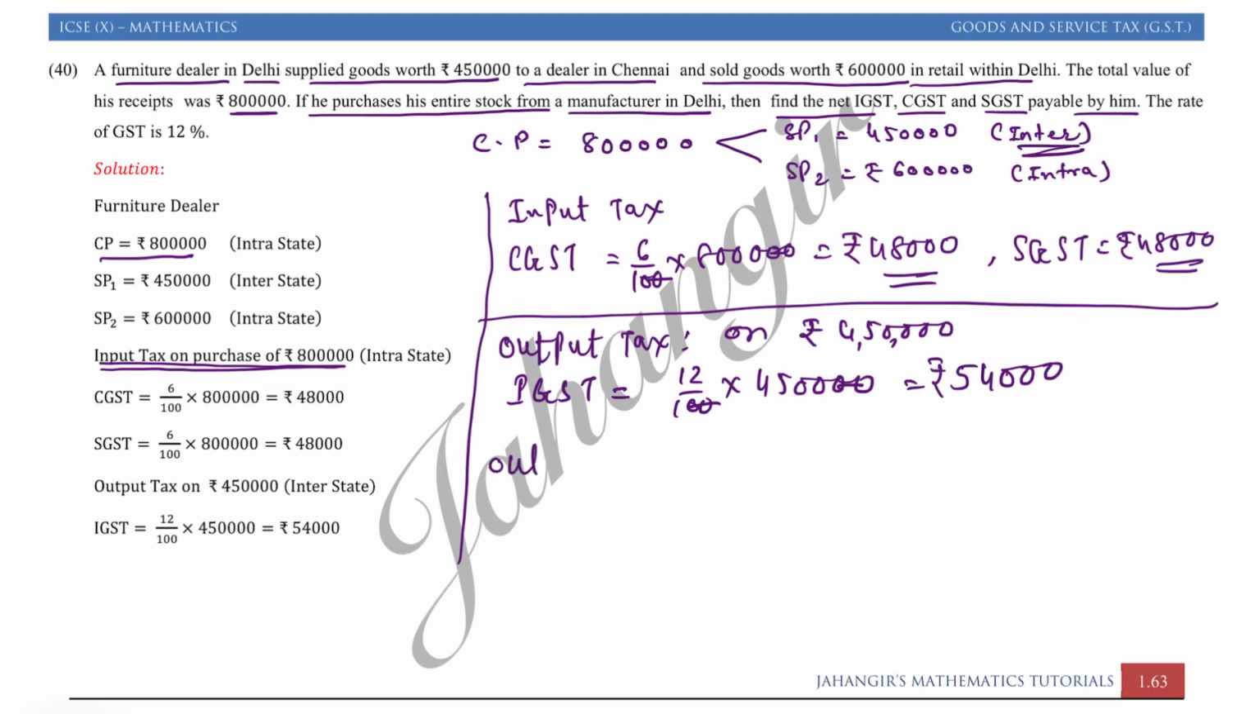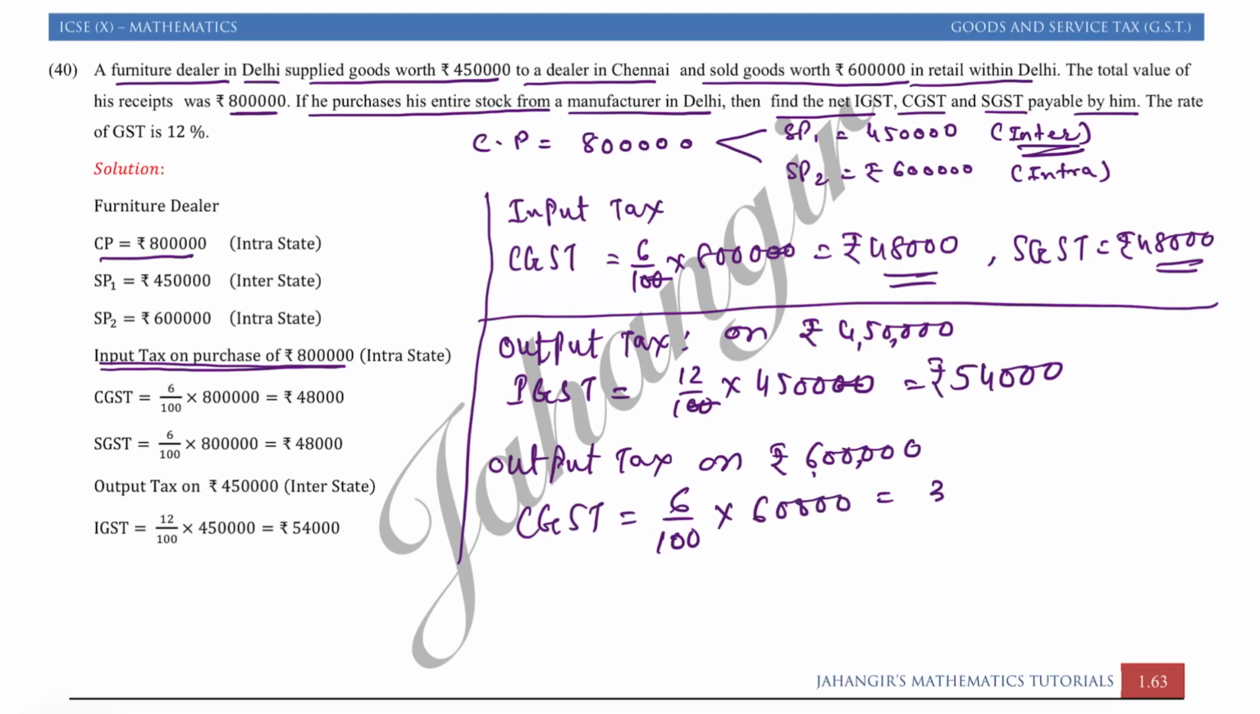And again, output tax on rupees 6 lakh. CGST is 6% of rupees 6 lakh, that is 36,000, and SGST is 36,000. Okay, so input and output are done.